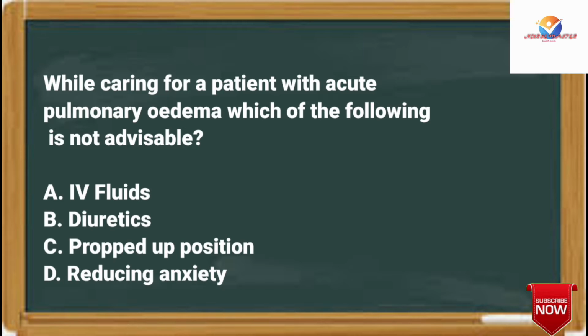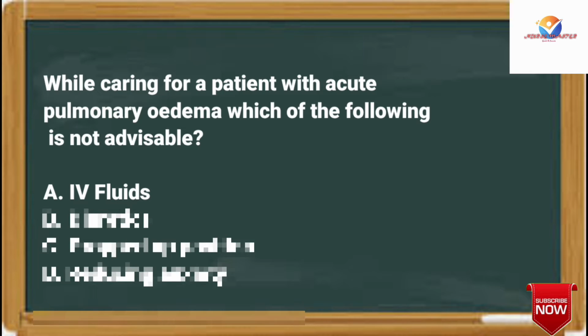While caring for the patient with acute pulmonary edema, which of the following is not advisable? Option A IV fluid, option B diuretics, option C proper position, option D reducing anxiety. The correct answer is option A IV fluids.